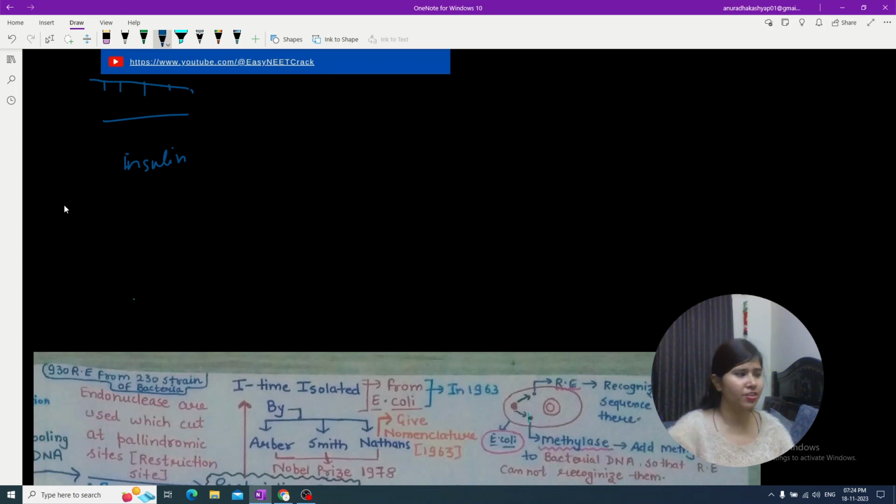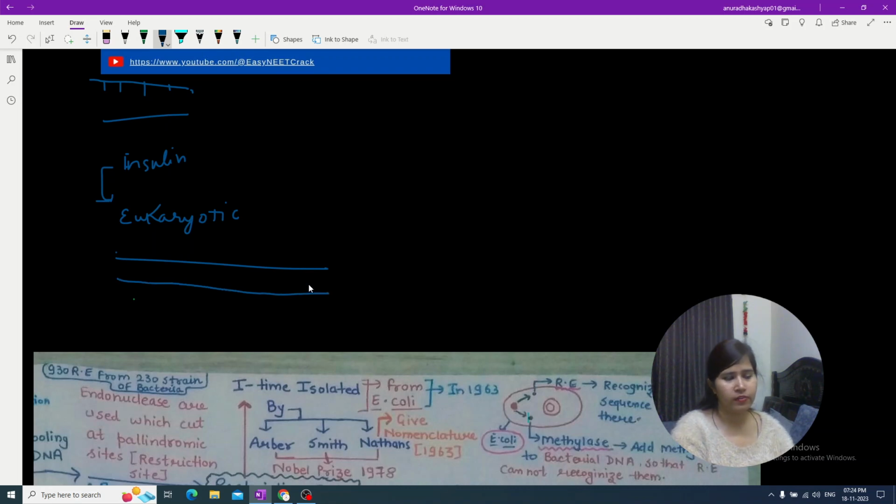My pen tab is not working as such, so please excuse me for this. And insulin is your eukaryotic gene segment, right? You are going to add this insulin gene, but eukaryotic DNA is very big. You can consider it a big segment with a lot of genes. This is your eukaryotic DNA, but you just want the segment of gene which encodes for insulin. Suppose this segment encodes for insulin, right? So you have to cut it from here and here, so that you can obtain this particular segment, that is your insulin gene.